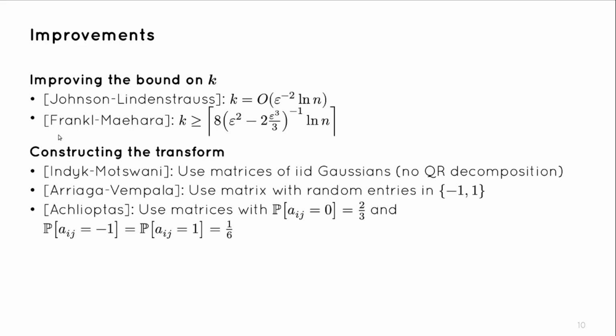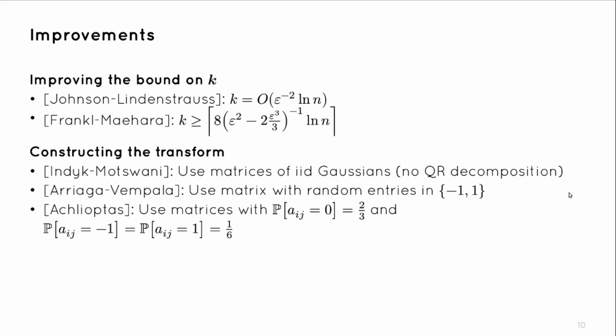But then a few years later, Frankl and Maehara showed a nicer bound, and that's basically the bound that most people use in practice, where you have essentially epsilon squared minus something of the epsilon cubed, times the logarithm of the number of points. And in general, that's enough. But I think there's a bunch of results that get you a little better depending on some conditions. But yeah, read the review if you want more about that.